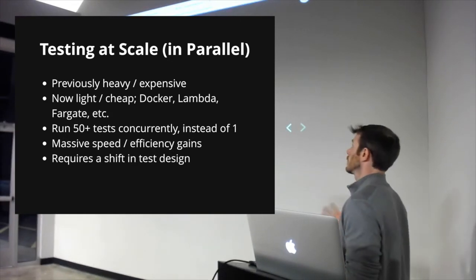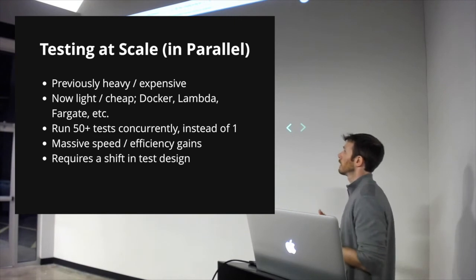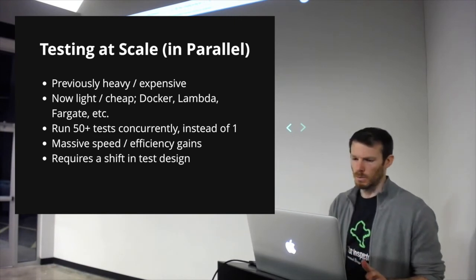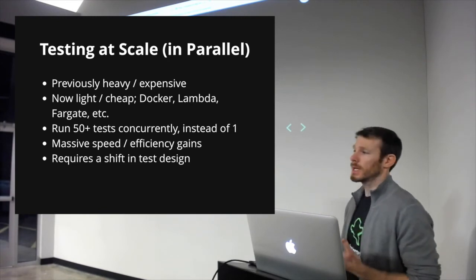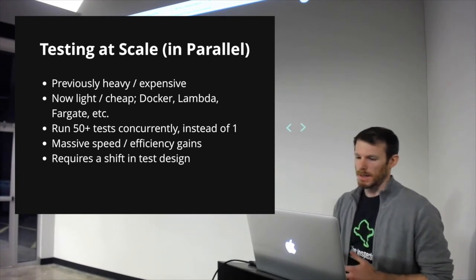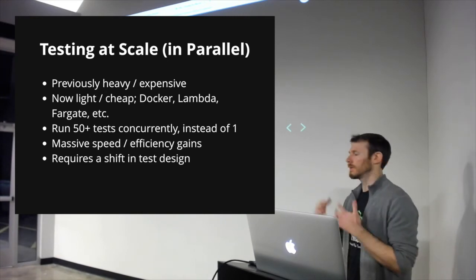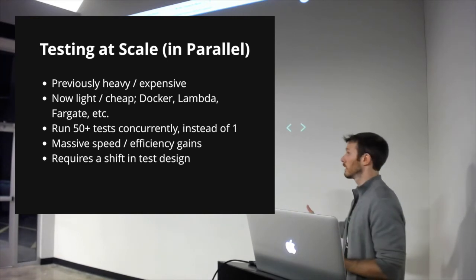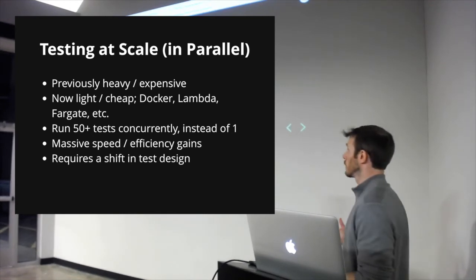I'm going to shift gears a little bit and talk about testing at scale, testing in parallel. What I just covered, traditional testing, was previously pretty heavy and expensive. Now with headless tools, it can be a lot lighter. You can use Docker. You can run some of your tests in Lambda or Fargate. So you can scale up really quickly.